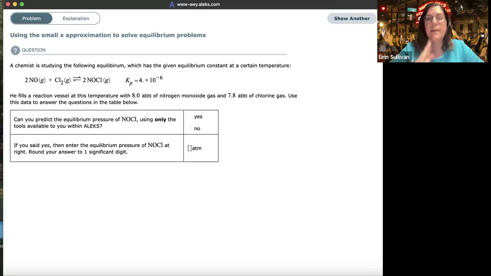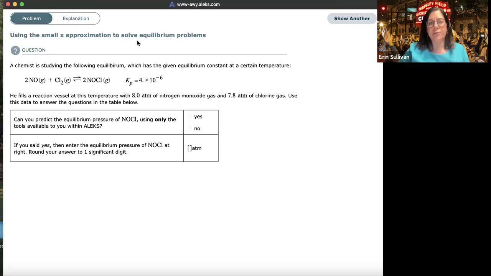With one caveat, which is that you always need to check that x was actually small. The way you do that is you take whatever you solve for x and then work out what it is as a percentage of the number that you subtracted it from. And if that is less than 5%, usually it's okay to ignore x. So that is just when you're subtracting x off a number that is much bigger than itself in the denominator of your equilibrium constant expression.